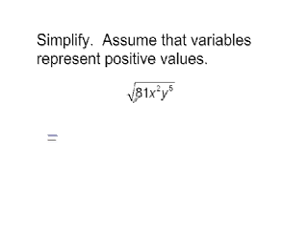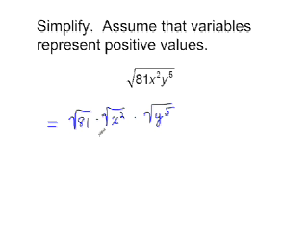So the square root of 81x squared y to the fifth can be thought of as the square root of 81 times the square root of x squared times the square root of y to the fifth. And two of those are perfect squares. Two of the three, the first two, can be simplified. We have some further work to do with the square root of y to the fifth.